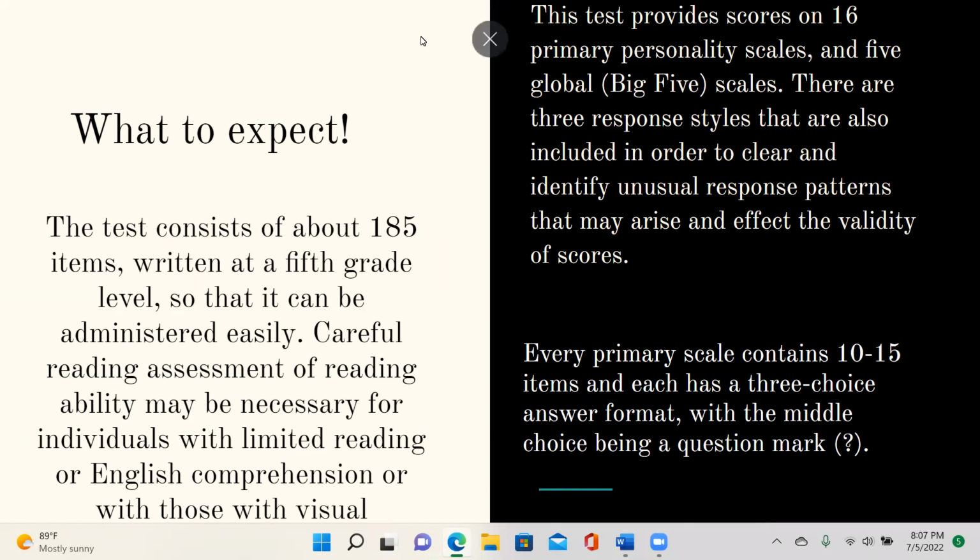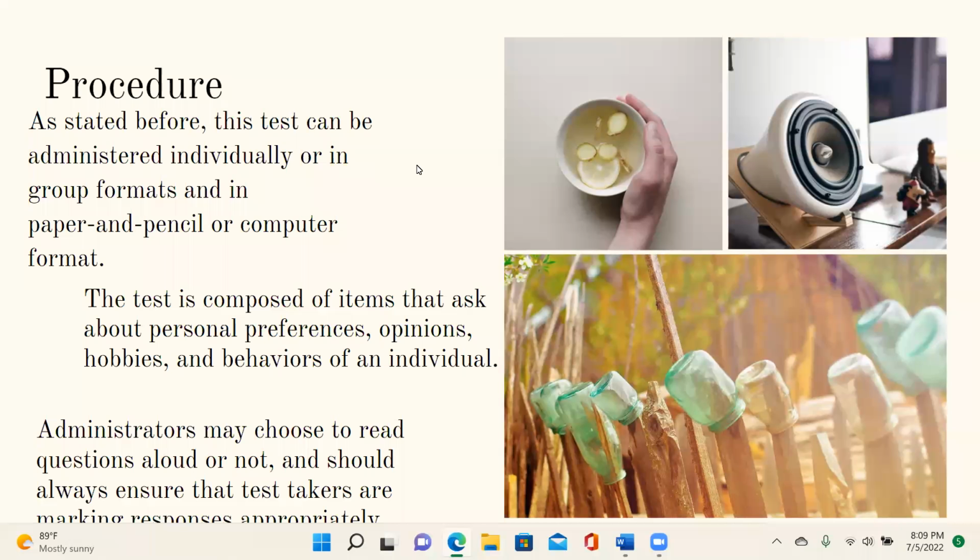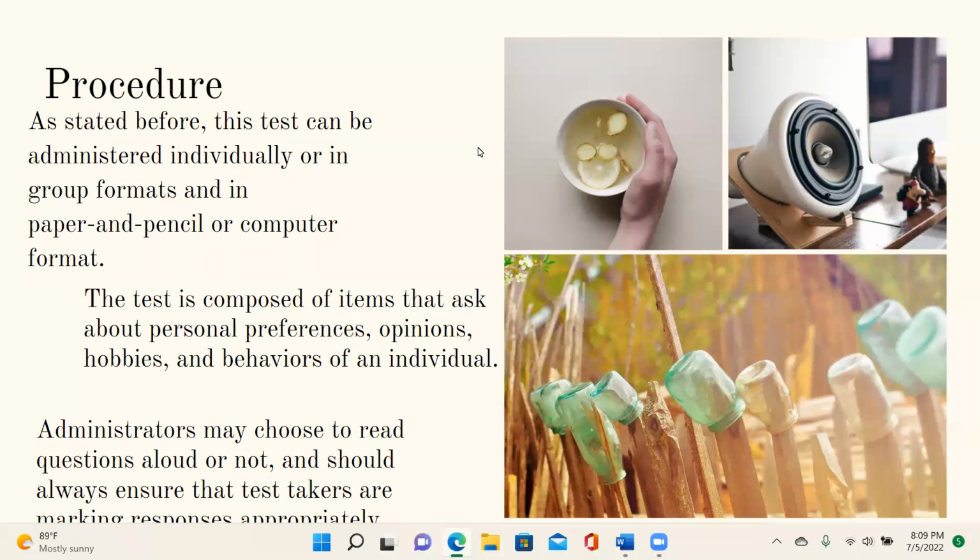Administrators would have to have an assessment of the individuals or group that will be taking this test. It could be administered by computer or by pen and paper. The tests are composed of questions that reflect on the individual's basic human behaviors, hobbies, preferences, and opinions, to get a better understanding of their own personality.